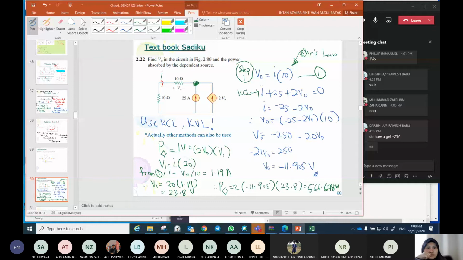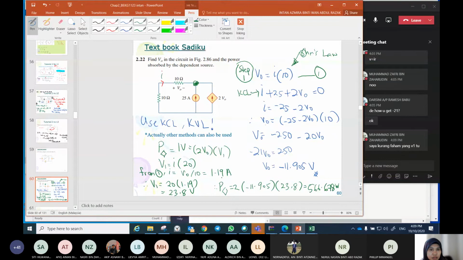Any question? No question? Okay, so from the first equation here, I is equal to V naught over 10. So we have V naught, just divide by 10, we get 1.19 amps, meaning that 1.19 amps flows through here.